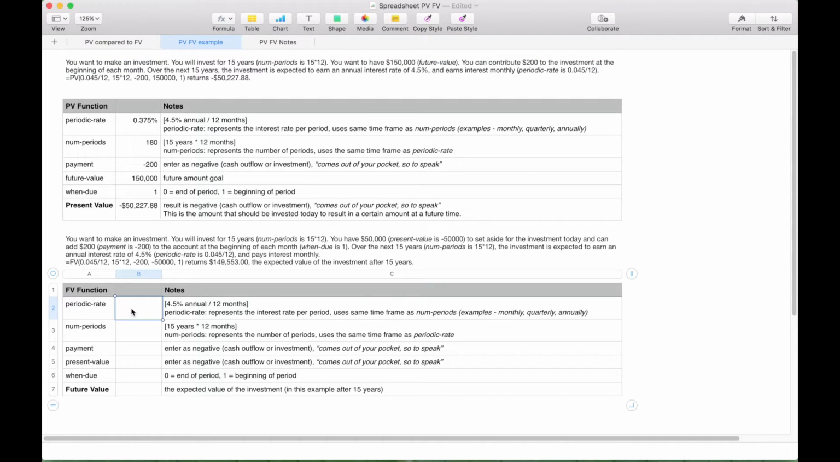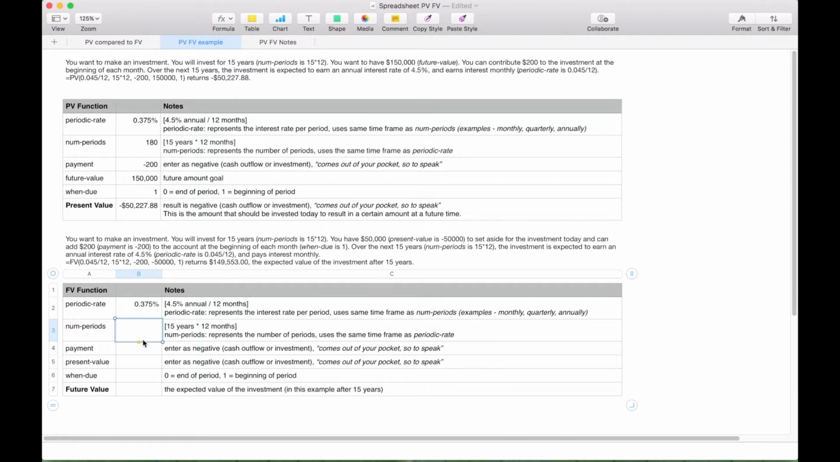So let's go ahead and put in our input parameter values. So the periodic rate is the interest rate, and again, that's going to be the 4.5% annual rate divided by 12 months to give us the periodic rate because the investment pays on a monthly basis. So let's put in as a decimal 0.045 divided by 12. So our per period or periodic interest rate is 0.375%.